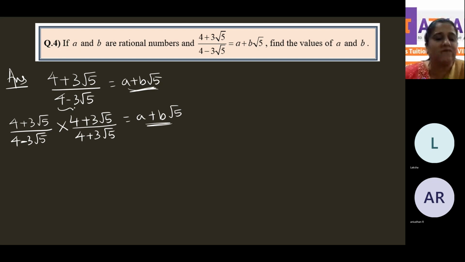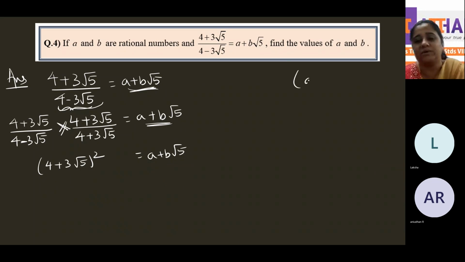Now, what you're doing here is in the left-hand side, you are multiplying and dividing by the conjugate. The denominator is 4 minus 3 root 5, so you should multiply and divide by 4 plus 3 root 5. Is it clear? Now this is equal to a plus b root 5 as it is. Now here, multiply the numerators. 4 plus 3 root 5 into 4 plus 3 root 5. A plus b into a plus b is a plus b the whole square. If we don't know, learn it now.